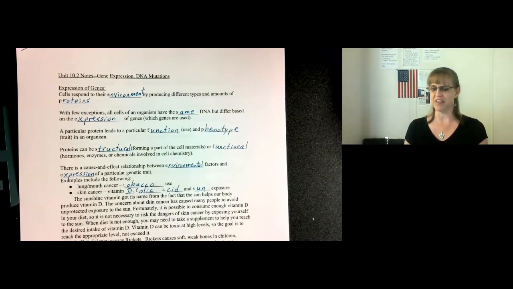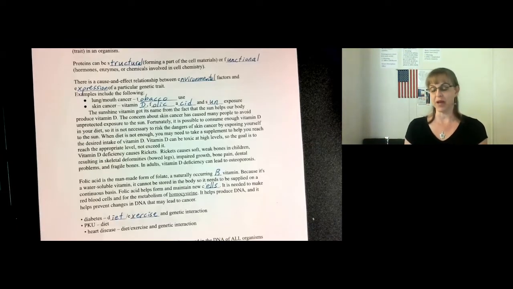So how do you prevent this? Well, taking folic acid or eating foods with folic acid will help your body make new cells and fight against skin cancer. By the way, folic acid is a B vitamin.